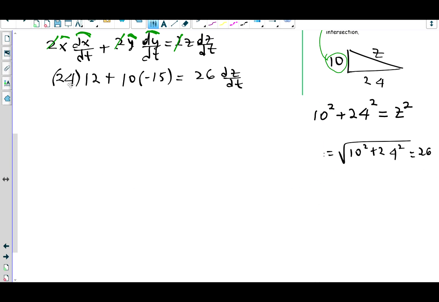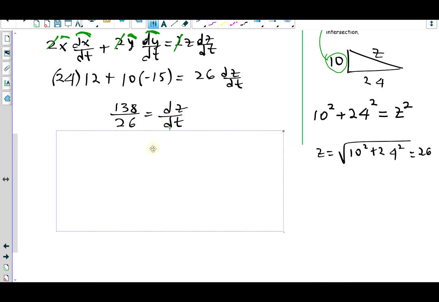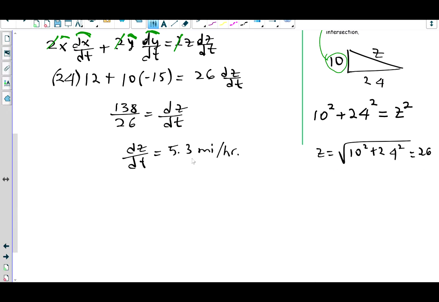And if you combine these numbers on the left, 24 times 12 minus 150, right, 10 times 15, you should be getting 138, and then divide both sides by 26 to get dz/dt. So 138 divided by 26, and there we get approximately 5.3 miles per hour. So the rate at which the distance between the two of them is changing is 5.3 miles per hour.